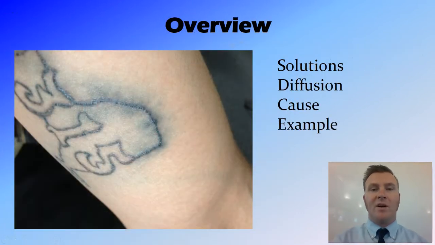Alright, in this video we have looked at diffusion. We have talked about solutions that diffusion occurs in. We have defined diffusion as the process of a solute moving from an area of high concentration to an area of low concentration. We've talked about what causes this, as it is a passive process that is caused by a concentration gradient between two solutions or two areas of a solution, and Brownian motion moving that solute around. And we've given an example of perfume particles or droplets moving around a room by diffusion.